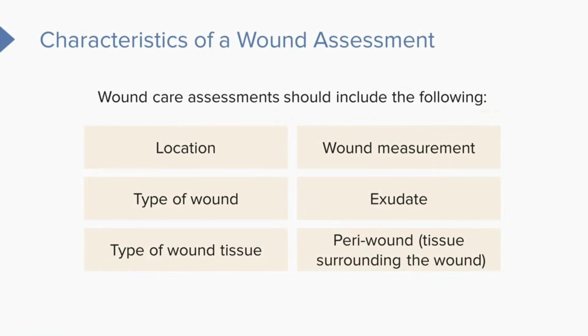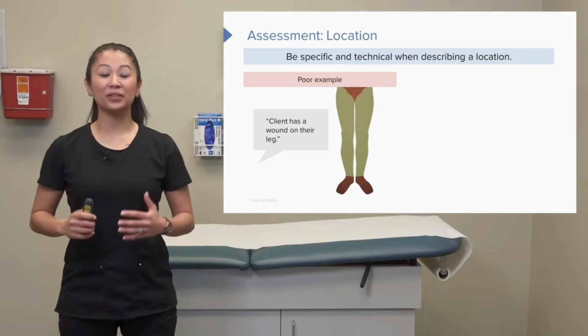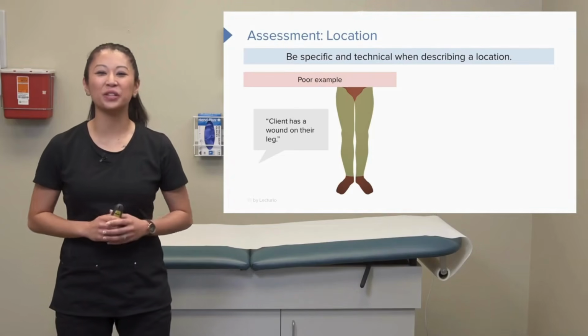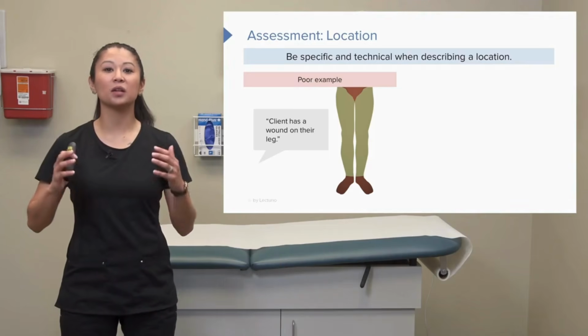And there's that word again, peri-wound. This is the tissue around the wound. And again, this is important to assess. That's going to help keep the integrity and healing of the surrounding skin. We just talked about the 6 different categories in regards to wound assessment, and I'll take you through each one of these. The first one is location.